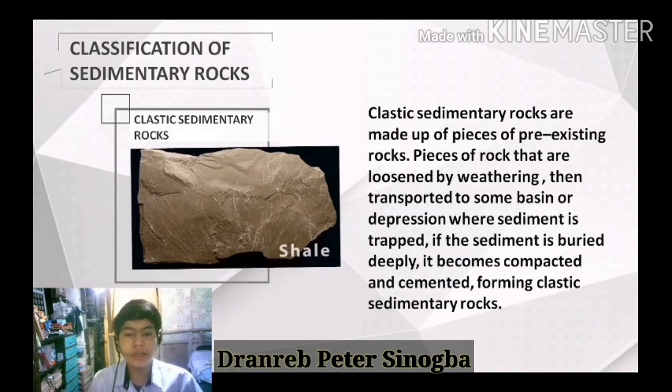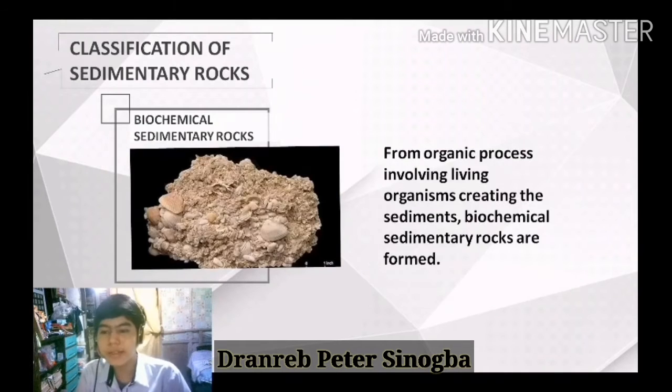Pieces of rock that are loosened by weathering are then transported to some basin or depression where sediment is trapped. When the sediment is buried deeply, it becomes compacted and cemented, forming clastic sedimentary rocks. So, pieces of rock loosened by weathering are transported by water or wind to some basin or depression where sediment is trapped, like holes, somewhere that sediment will stay or not move. Sedimentary rocks from organic processes involve living organisms creating the sediments.